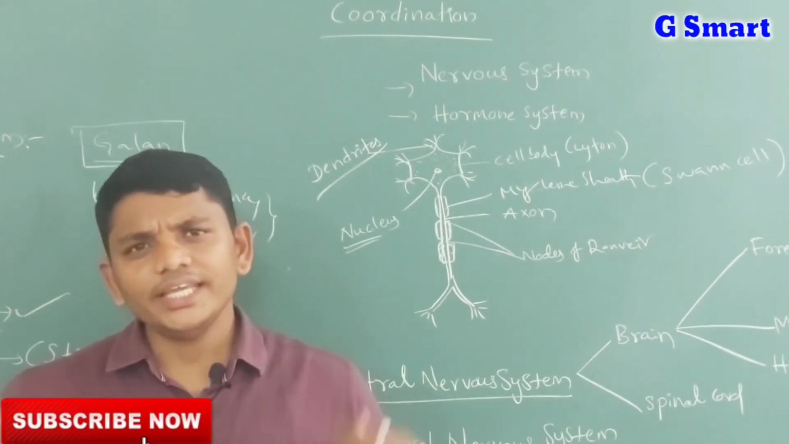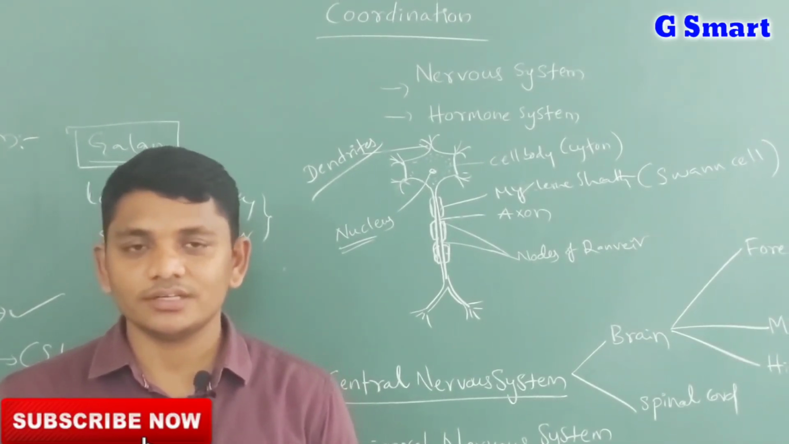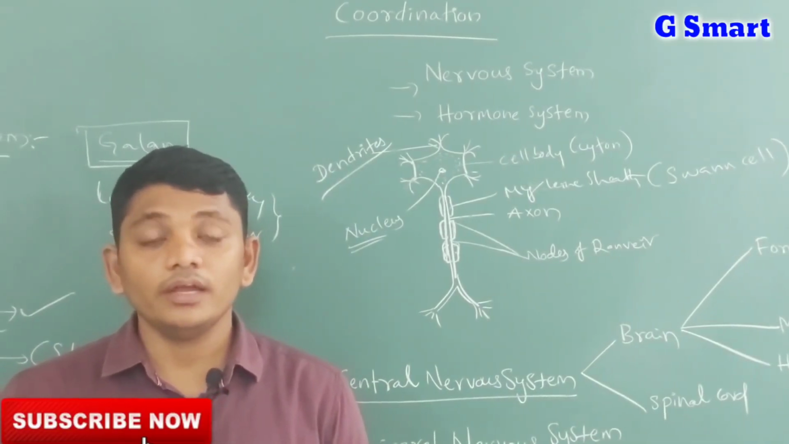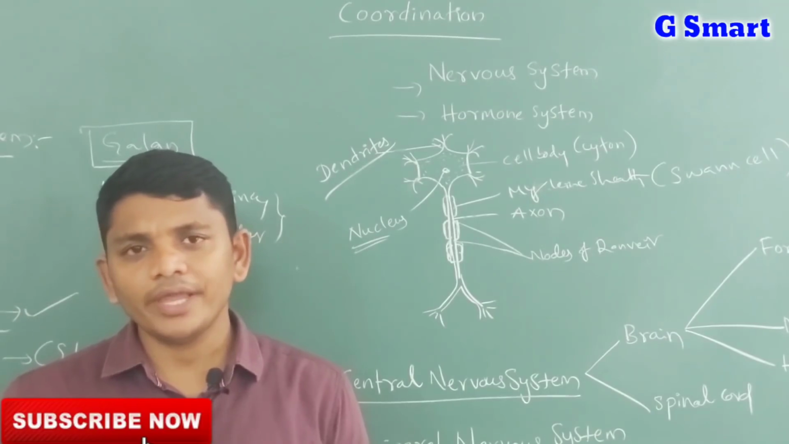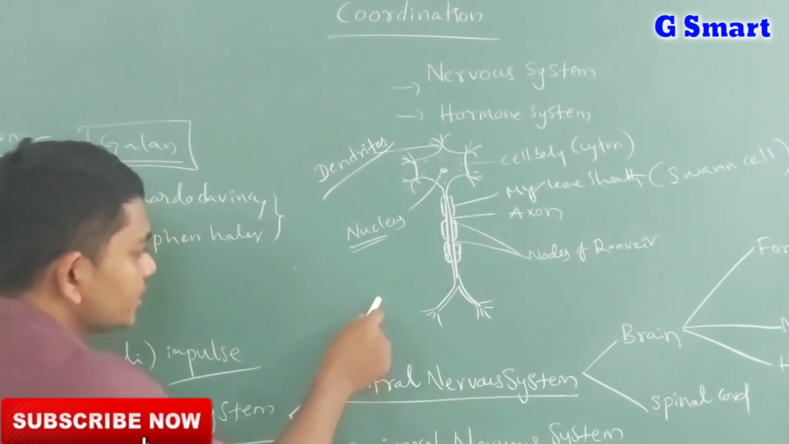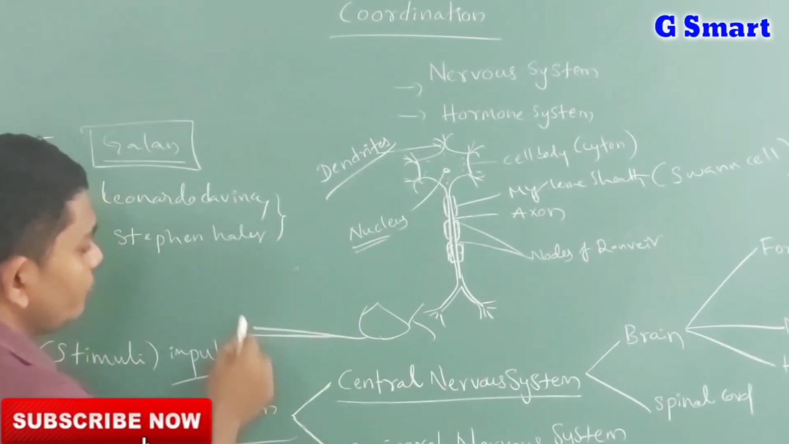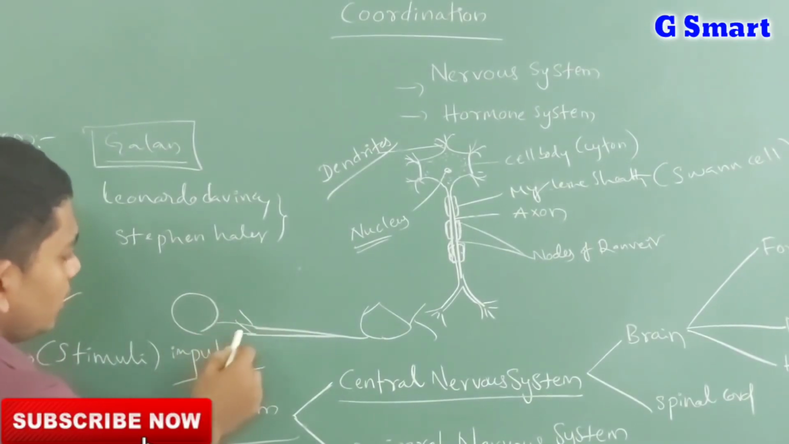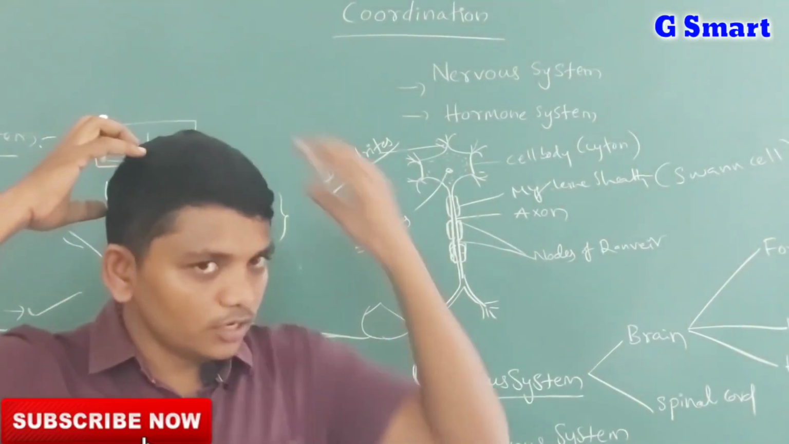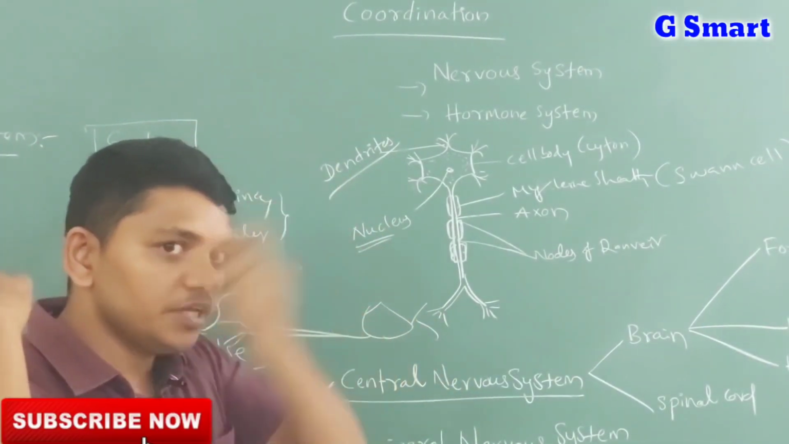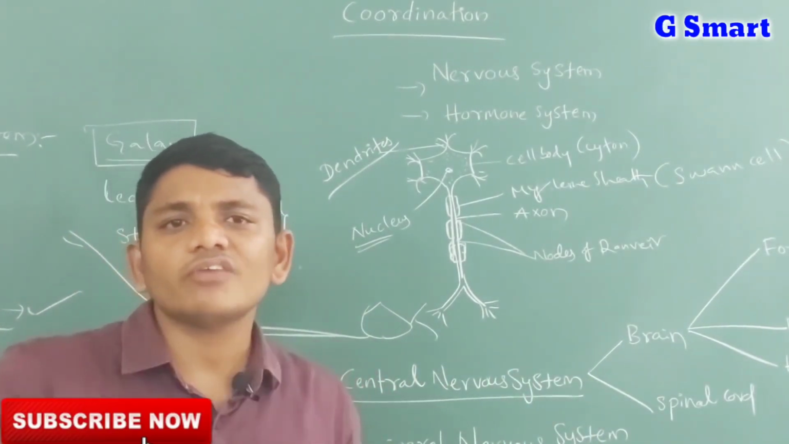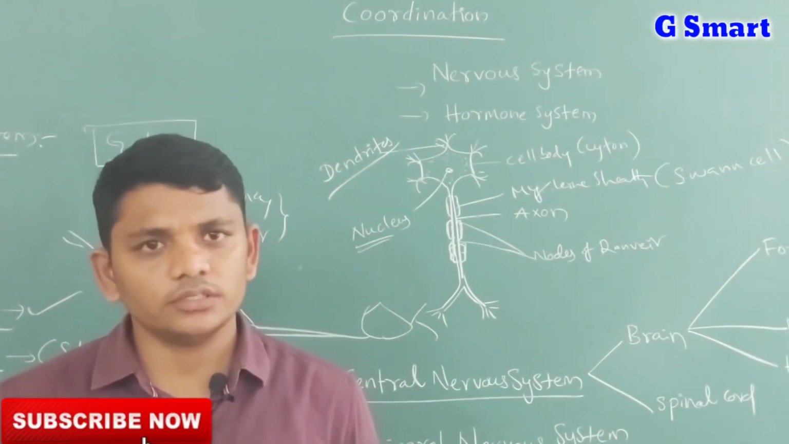You know, in our body 10 billion nerve cells are there in our nervous system. And these nerve cells are always combined with each other. For example, a nerve cell is combined with another nerve cell, and this nerve cell is combined with one more nerve cell. Like this, each and every nerve cell is combined with the surrounding nerve cells. Is it clear? Okay.